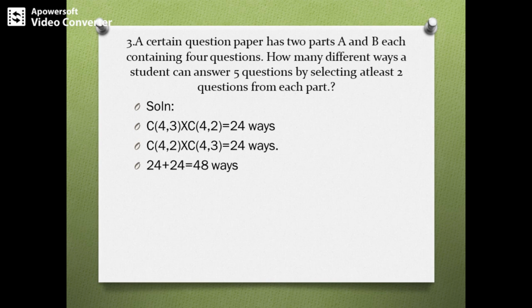The other possibility is the student can select 2 questions from part A and 3 questions from part B, vice versa. Out of totally 4 questions in each part, this can be done in C(4,2) into C(4,3), which is nothing but 24 ways. So the total number of ways a student can answer 5 questions is, by the sum rule, 24 plus 24, which is nothing but 48 ways.